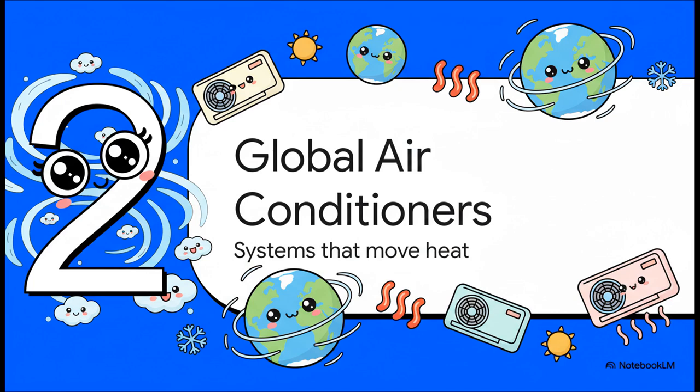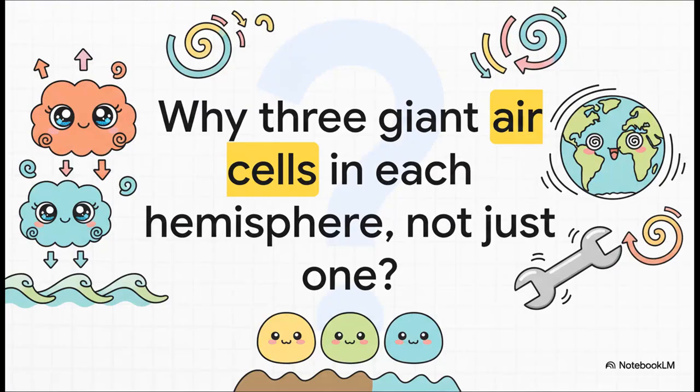Now let's zoom out and see how that simple convection idea creates these absolutely massive planet-wide systems. These are basically Earth's air conditioners, just constantly moving heat around the globe. So you'd think it would be pretty simple, right? Hot air rises at the equator, travels to the poles, cools and sinks, one giant loop in each hemisphere. But that's not what happens. The planet's own spin throws a pretty big wrench in the works.